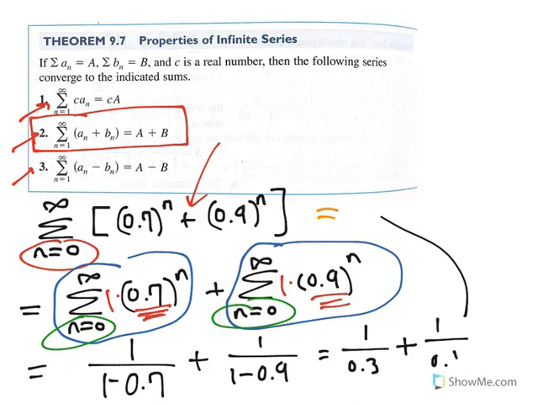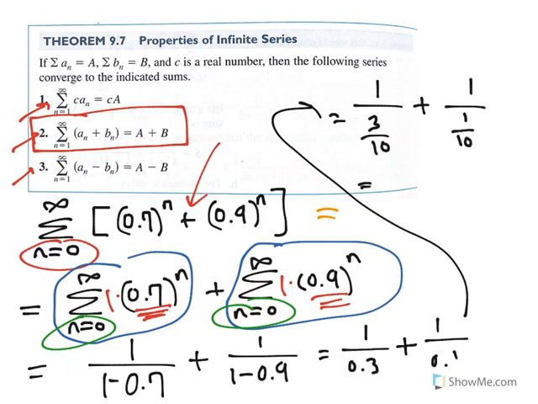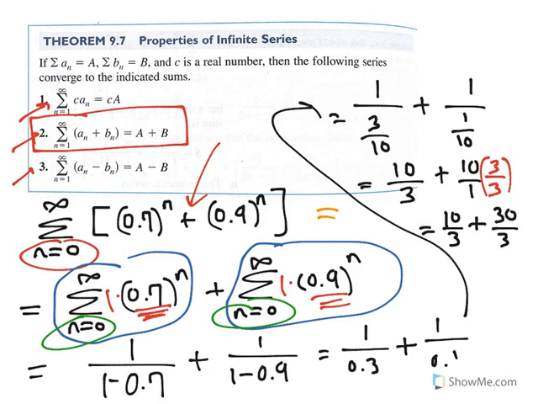So now we can complete the problem here. So I have 1 divided by 3/10 plus 1 divided by 1/10. So 1 divided by 3/10 is 10 over 3. 1 divided by 1/10 is 10 over 1. So you can write that as 10 over 3 plus, you can multiply here by 3 over 3, so we have a common denominator of 3. So that's going to be 30 over 3. And our sum will be 40 over 3.